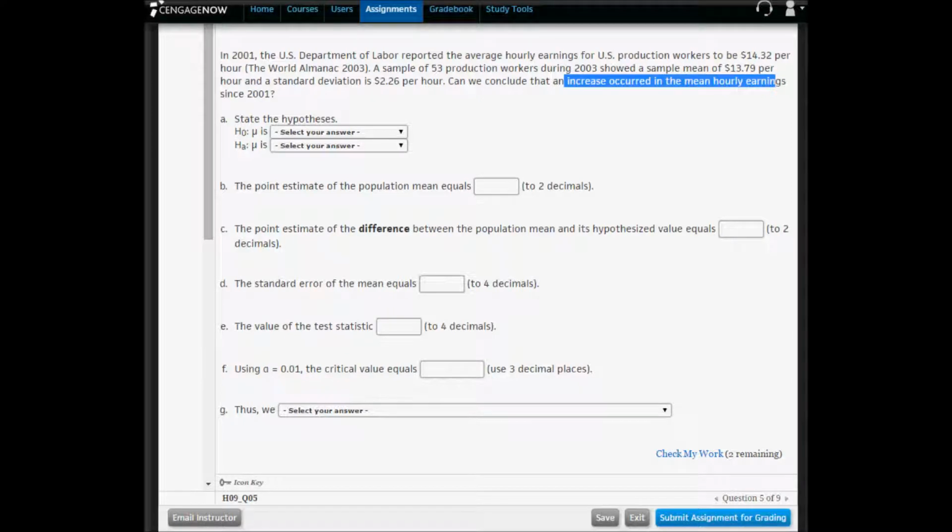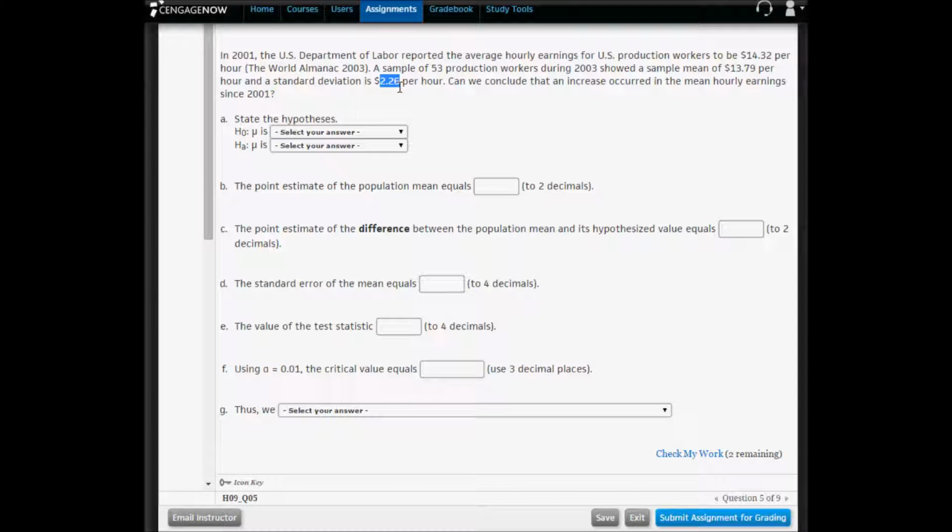In problem 5, we want to test whether an increase occurred in the mean hourly wage from 2001 to 2003. In 2001, according to the Department of Labor, the average wage was $14.32 per hour. Our 2003 sample of 53 production workers gave a sample mean of $13.79 and a sample standard deviation of 2.26. So this is a sigma unknown problem.